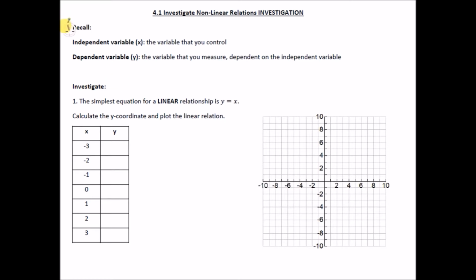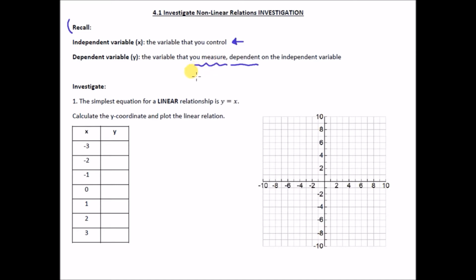So let's just recall, an independent variable is the variable that you control, okay? And that's going to be in an experiment. And a dependent variable is the variable that you measure dependent on the independent variable. So as you control and as you change the independent variable, the dependent variable is going to be measured and that's going to change.